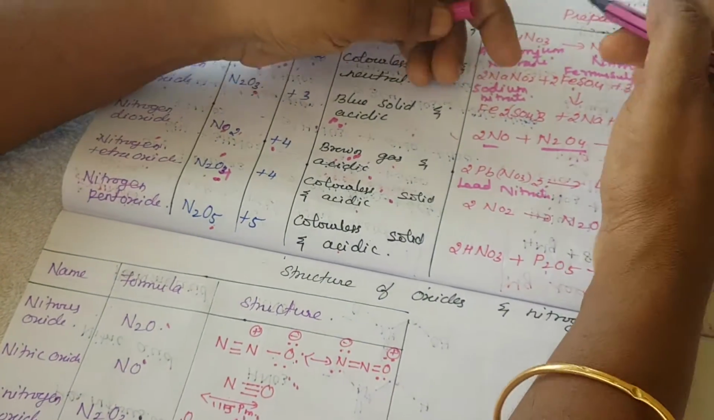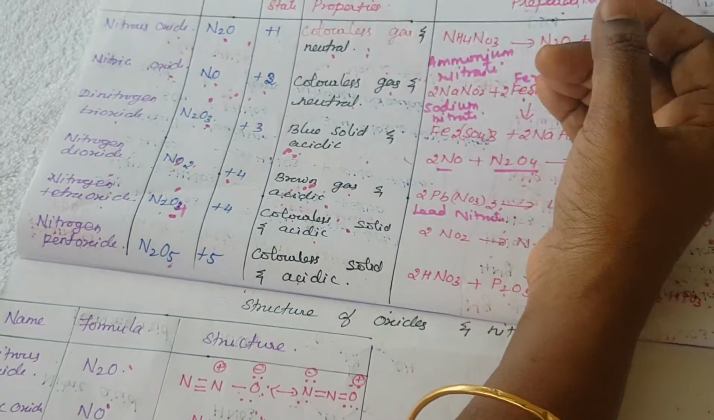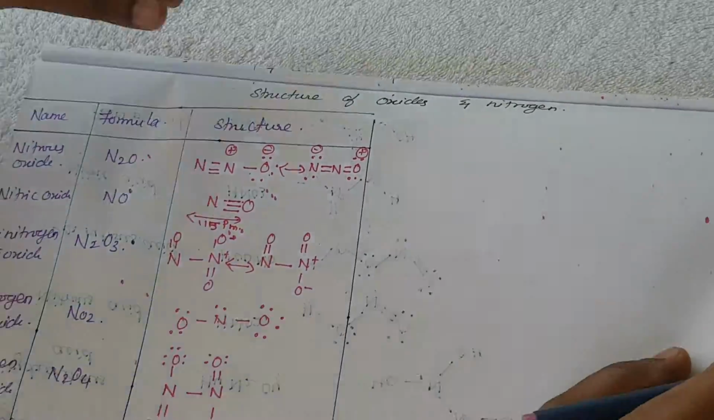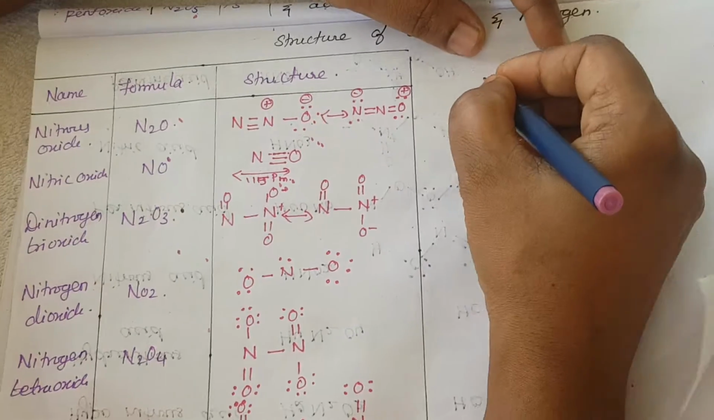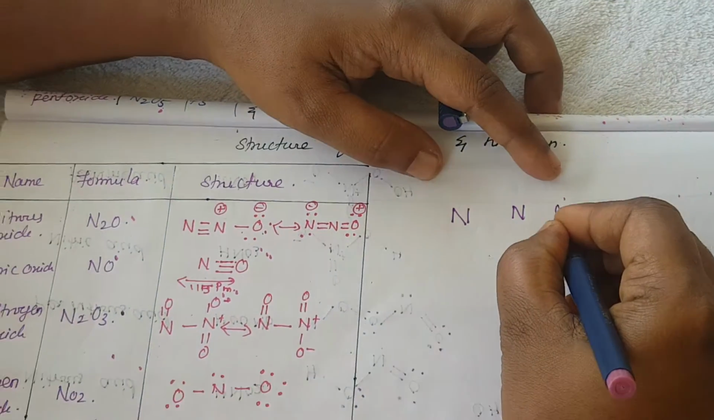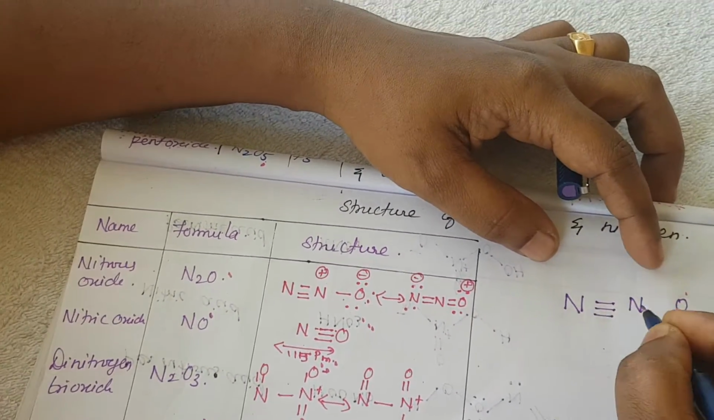Next one is the structure of oxides of nitrogen. What are the structures of oxides of nitrogen? First one is nitrous oxide. How will we draw the structure? Once again, what is nitrous oxide? Nitrogen, we already know how to draw N, then again you draw oxygen. First you write, we already know that nitrogen has a triple bond.